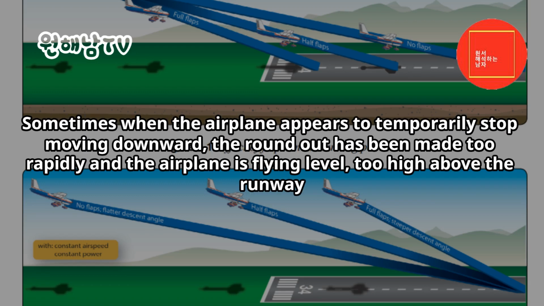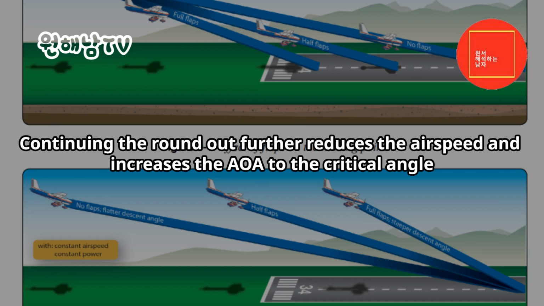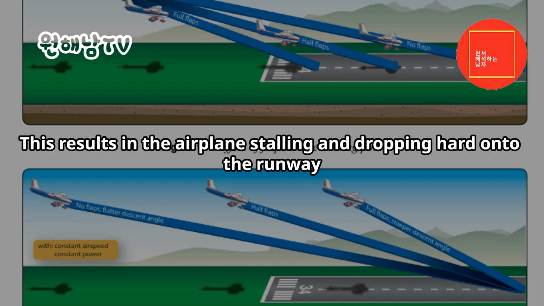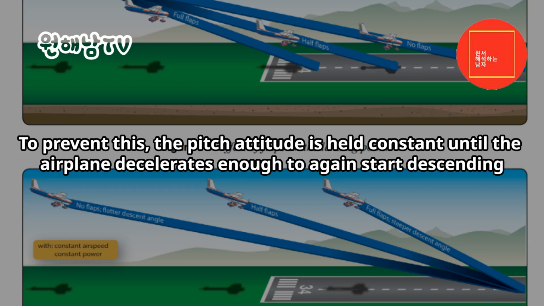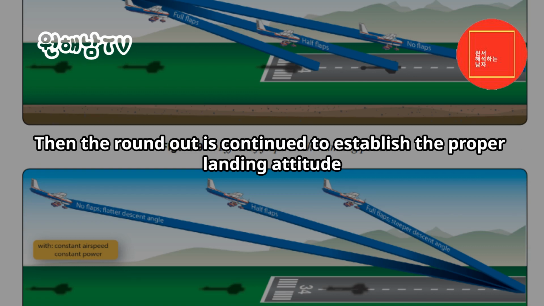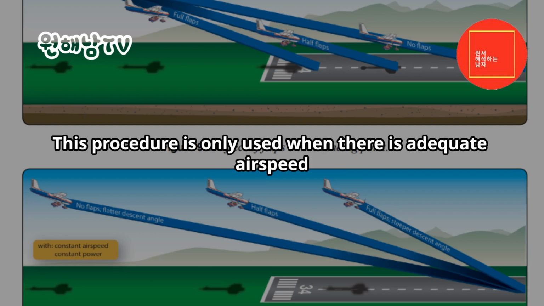High round out. Sometimes when the airplane appears to temporarily stop moving downward, the round out has been made too rapidly, and the airplane is flying level, too high above the runway. Continuing the round out further reduces the airspeed and increases the AOA to the critical angle. This results in the airplane stalling and dropping hard onto the runway. To prevent this, the pitch attitude is held constant until the airplane decelerates enough to again start descending. Then the round out is continued to establish the proper landing attitude. This procedure is only used when there is adequate airspeed.